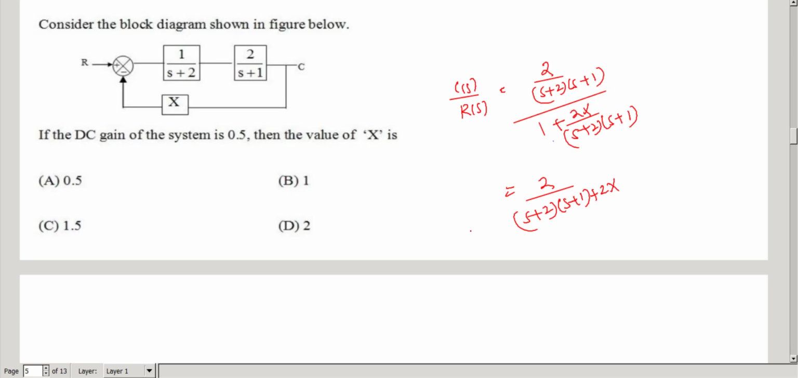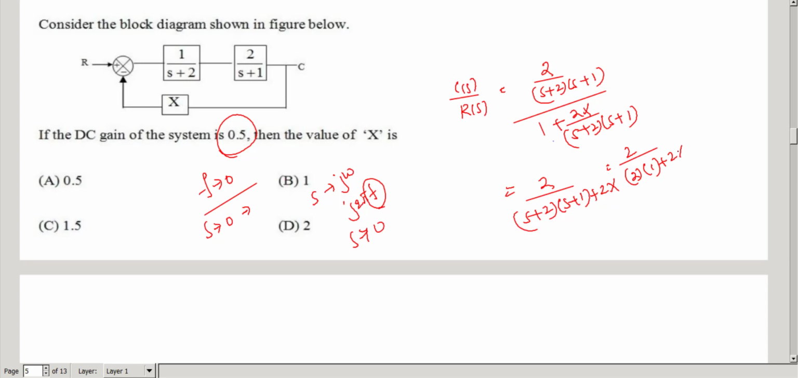So what is the DC gain here? DC gain is given as 0.5. DC gain is nothing but simply setting the frequency equal to 0, that is s tends to 0. That means s equal to j omega, j into 2 pi f. So f equal to 0 means s tends to 0. So 2 by 2 into 1 plus 2x equal to the DC gain 0.5, that is 1 by 2. So 4 equal to 2 plus 2x, 4 minus 2, 2 equal to 2x, x equal to 1. X equal to 1 is the answer.